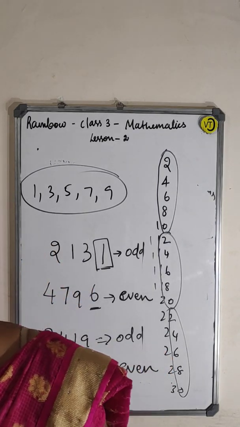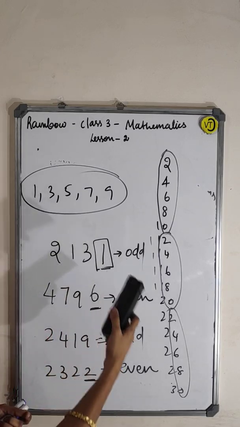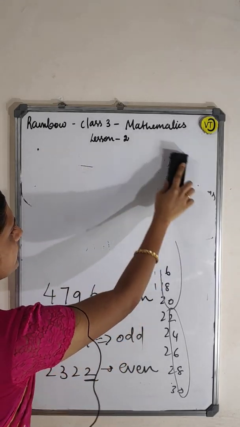Okay. Fine. This is the odd numbers and even numbers. How you find? I told you.